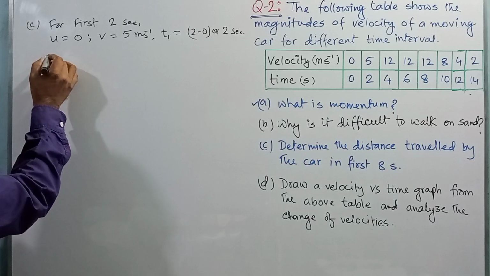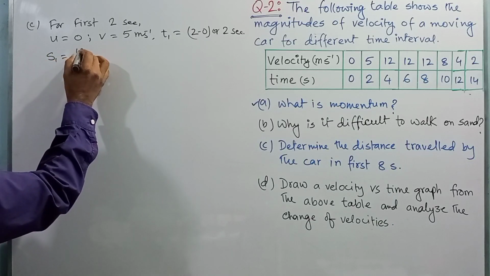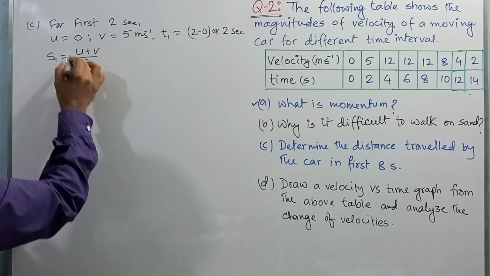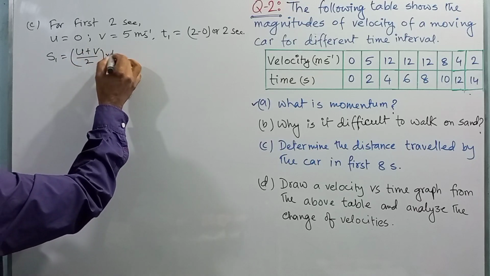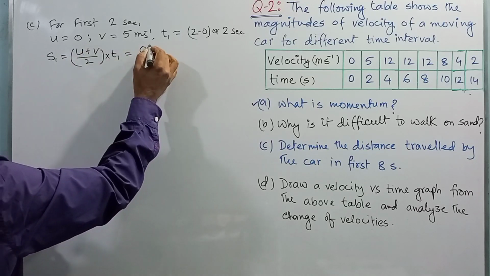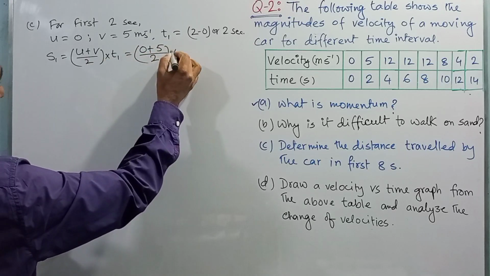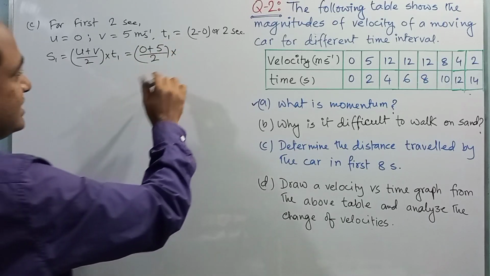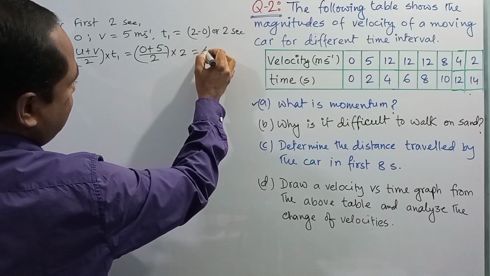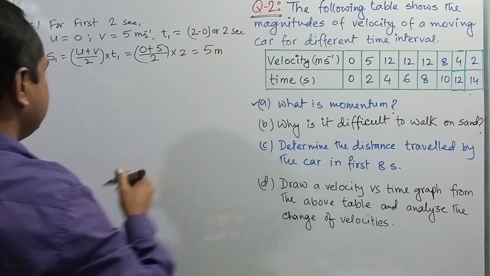So here distance s1 is equal to (u plus v) divided by 2 into t1. Here u is 0, v is 5, and divided by 2 multiplied by t1. Here t1 means 2. So here distance is 5 meter.